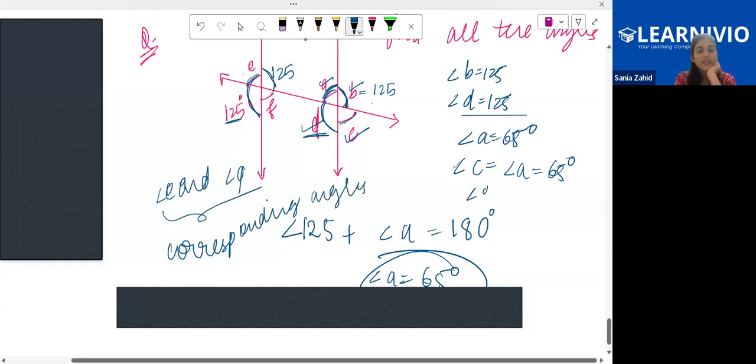And what is angle A? Angle A is 65, so angle E is also 65 degrees.